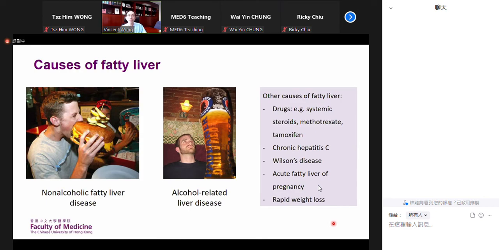Okay, so that's why when you go to some low-income countries, such as those in Africa, sometimes you may encounter children with a big tummy. And if you feel the abdomen, there would be hepatomegaly. So this is a condition called kwashiorkor, and also this would be the reason underlying the hepatomegaly.